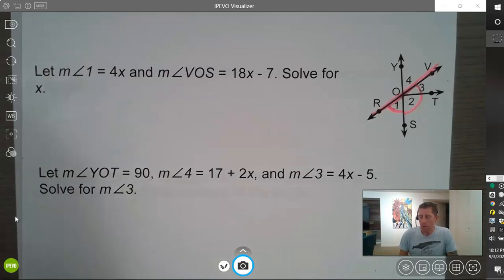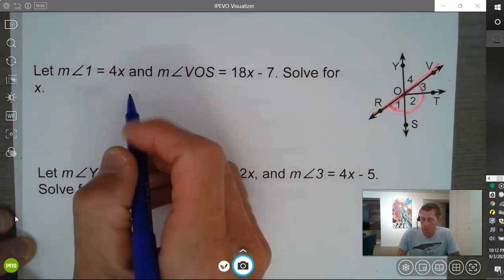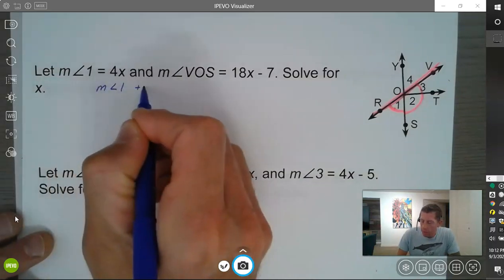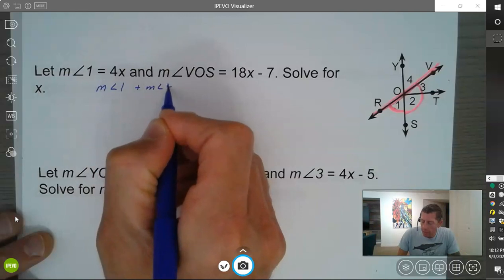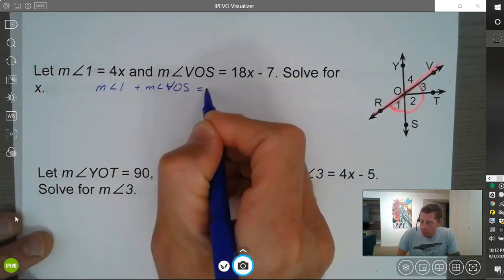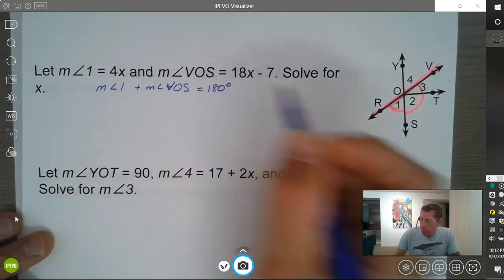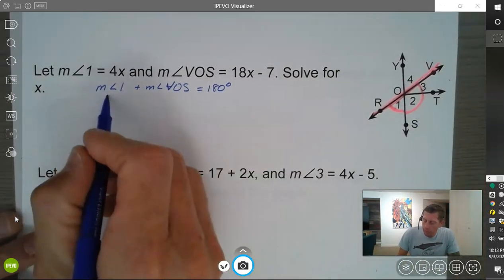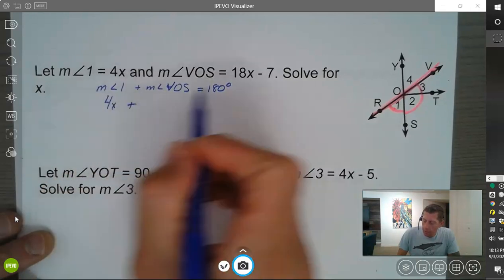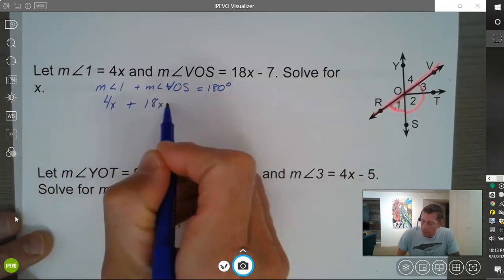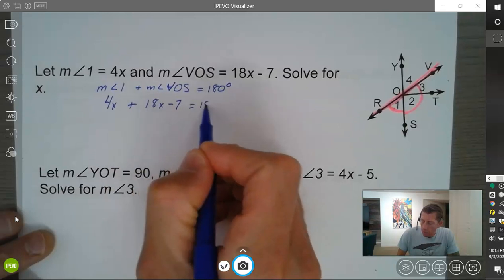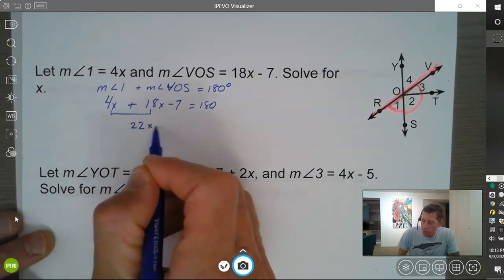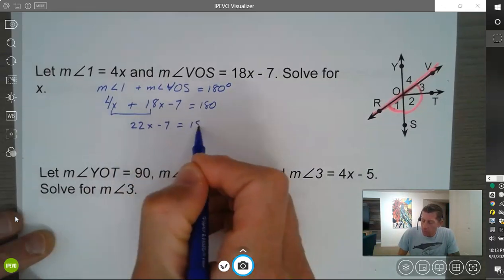Now I'm going to write this in felt tip pen so you can see it a little better. What that tells me, again, is the measure of angle 1 plus the measure of angle VOS is equal to 180 degrees because they are supplementary. Now I'm going to substitute in: 4x plus 18x minus 7 equals 180. I combine my like terms and I get 22x minus 7 equals 180.